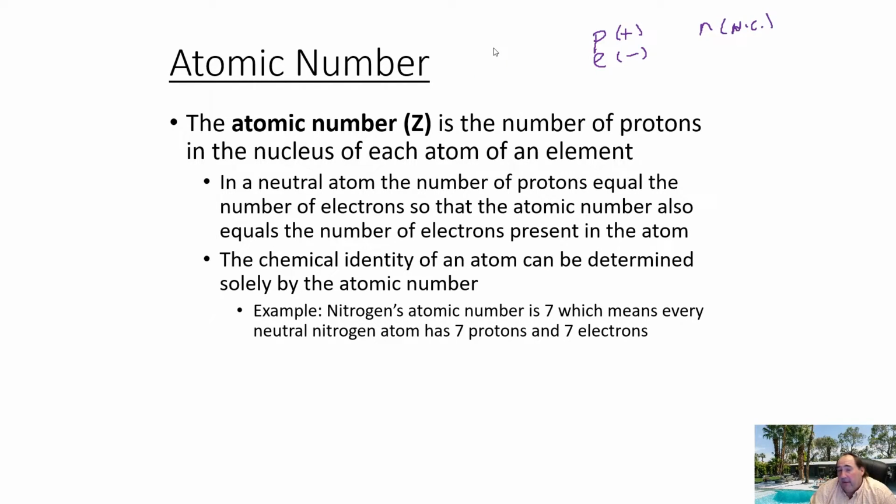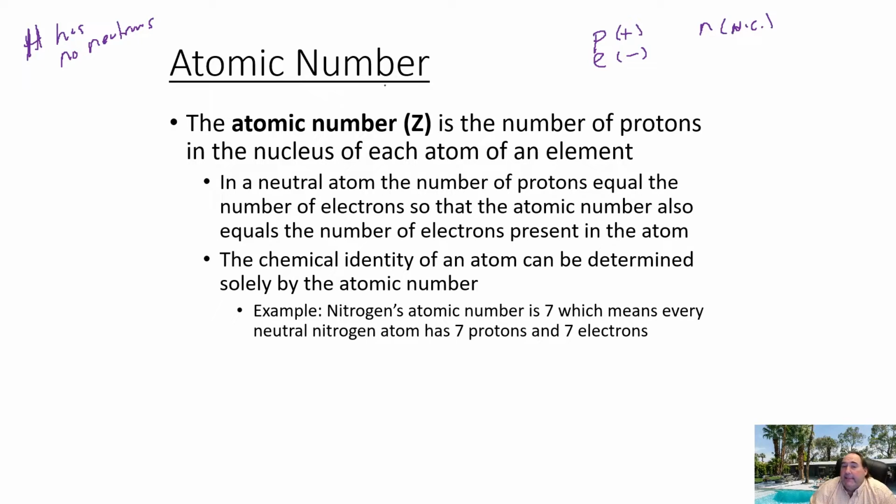By the way, all atoms have protons, electrons, and neutrons. The only exception is hydrogen. Hydrogen has no neutrons. So hydrogen has an electron, it has a proton, it does not have a neutron. All other elements pretty much have all three of those things: protons, electrons, and neutrons.